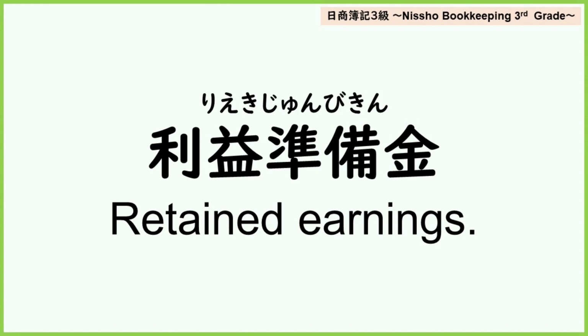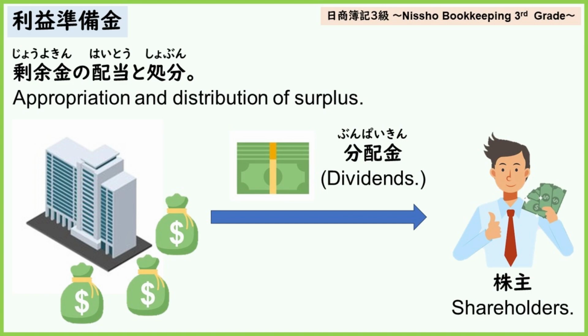The fourth content. Retained earnings. A corporation may distribute the profits it has generated to shareholders as dividends. The decision-making process for allocating profits is referred to as appropriation and distribution of surplus. During a shareholder meeting, when the appropriation and distribution of surplus is decided, there might be a transfer from retained earnings brought forward to retained earnings. Let's examine the journal entry.